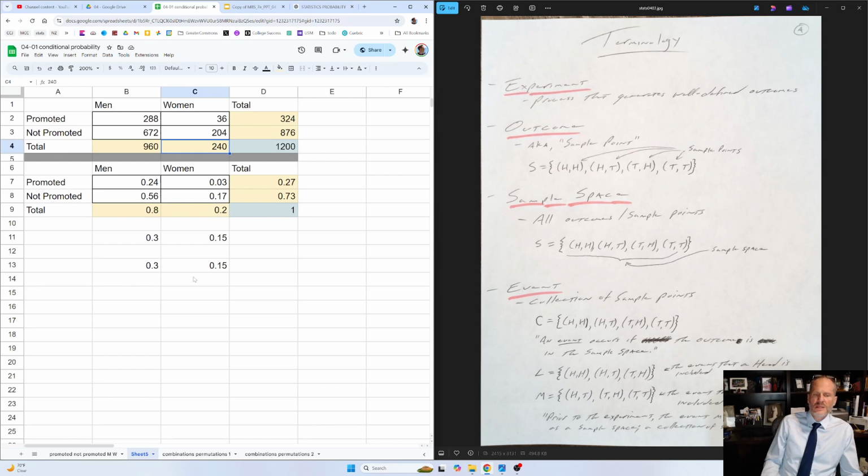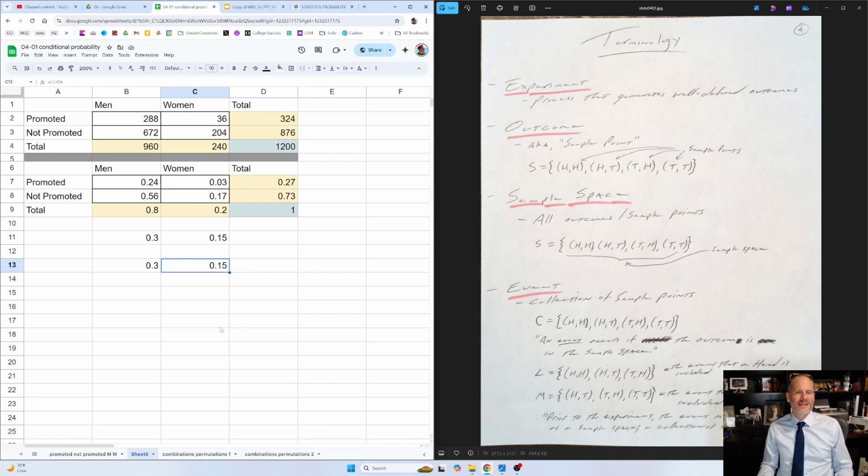So if you're in this police department, you're twice as likely to be promoted if you're a man as opposed to a woman. This is really compelling data. If you were running HR or part of the higher administration and you saw this data, you'd be like, oh, we've got to fix this before we get sued for discriminatory practices.